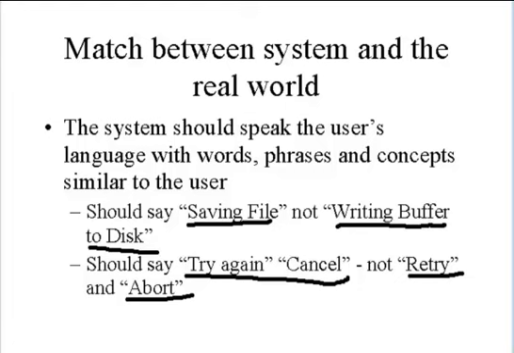Okay, but as I say, there are occasions where a particular phenomenon doesn't necessarily fall ideally into one heuristic or another. Match between system and the real world is one heuristic, but there's one later on which is about error messages, and in that one you can imagine the "try again, cancel" as opposed to "retry and abort" would be valid within that heuristic as well.